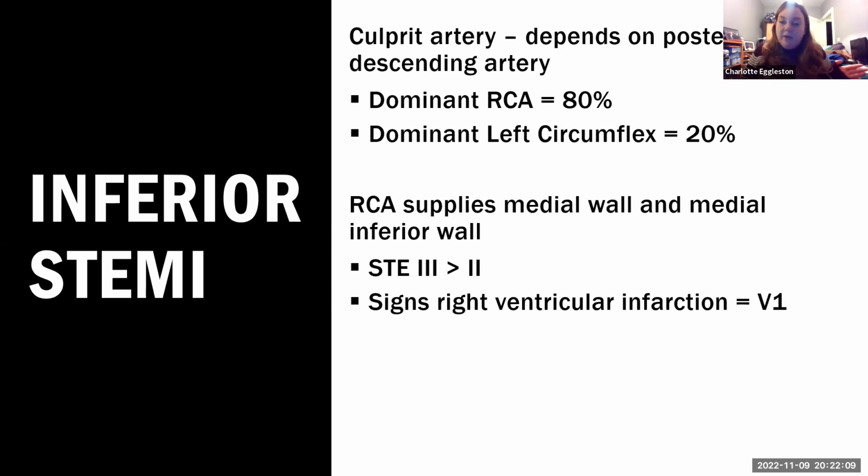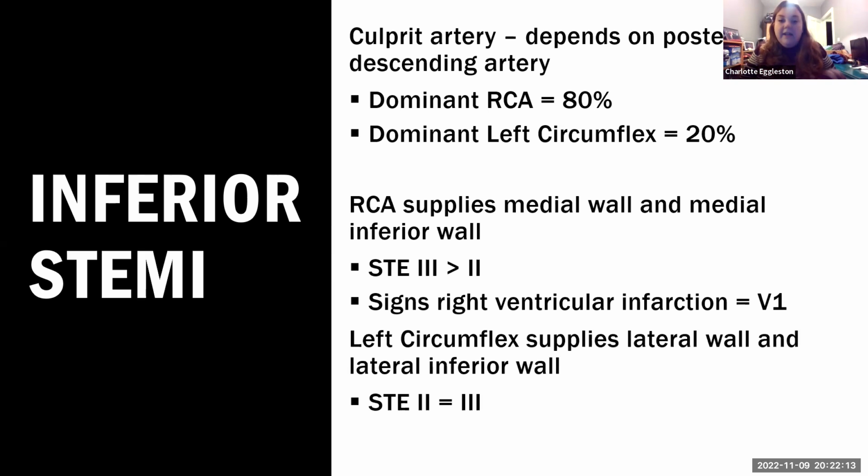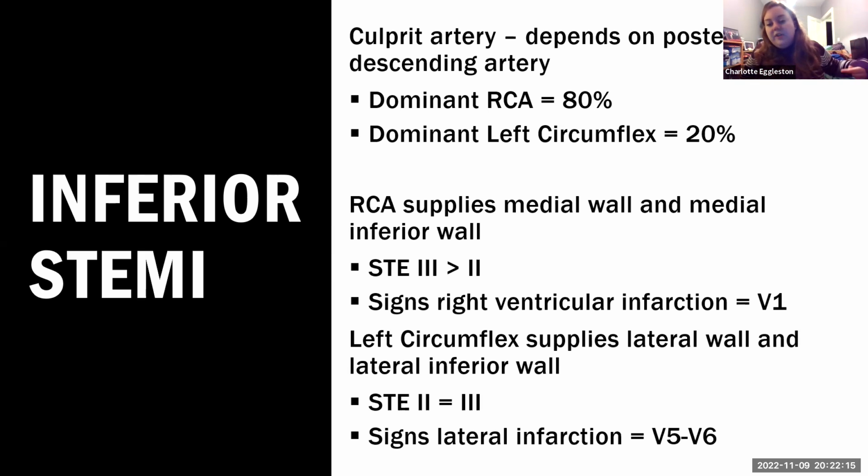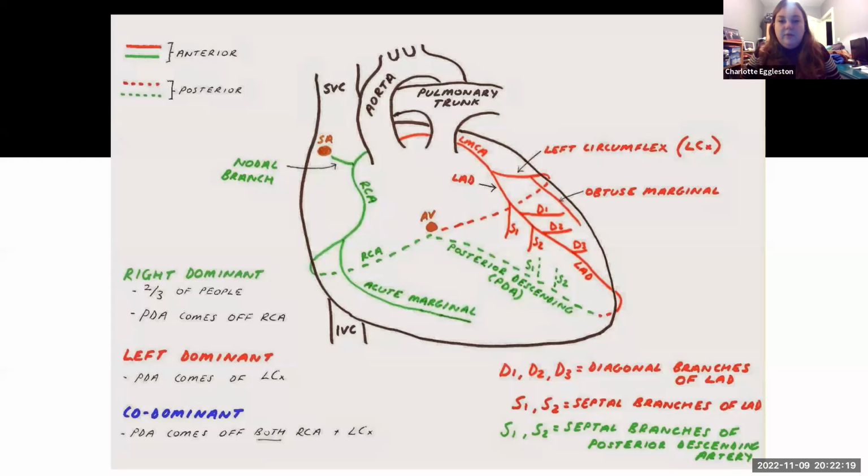Whereas if people are supplied by the left circumflex that comes down and makes the posterior descending, you tend to see signs of lateral infarction, so V5, V6 as well. I think I've got an example. And that's just a reminder of the anatomy.